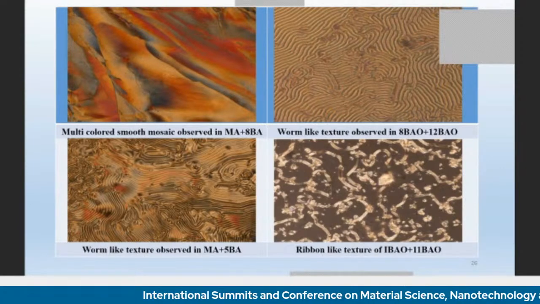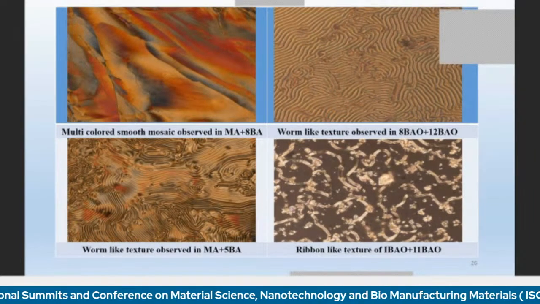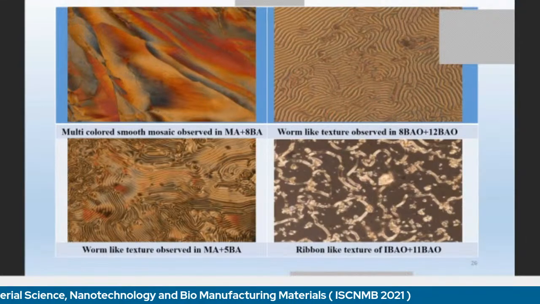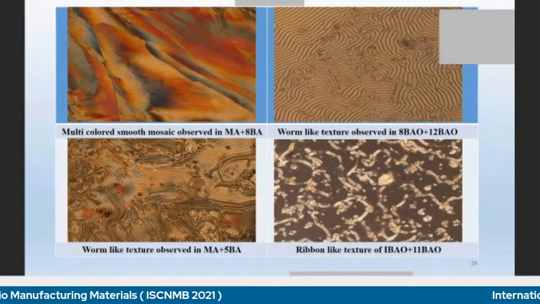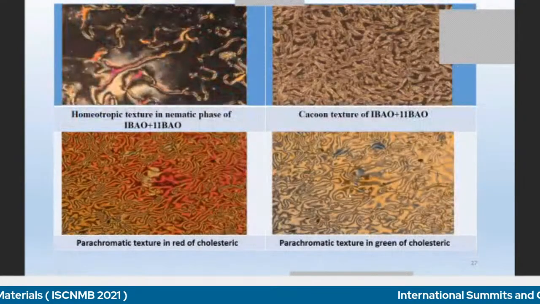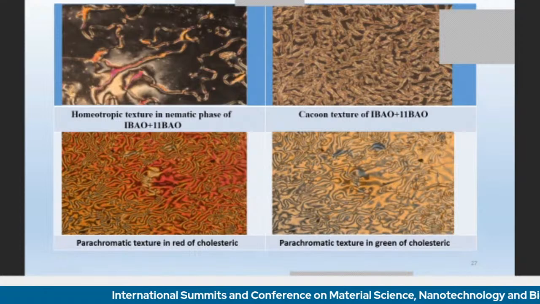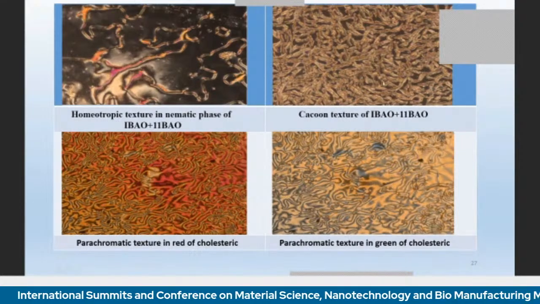And you could see the ribbon-like textures. Again, this is a novel texture which is being observed between iodobenzoic acid and undecyl benzoic acids. So you could see that texture in the form of a ribbon-like appearance. And homeotropic texture in nematic phase, cocoon texture of iodobenzoic. Again, it is one more novel texture being observed in our laboratory, the cocoon texture.